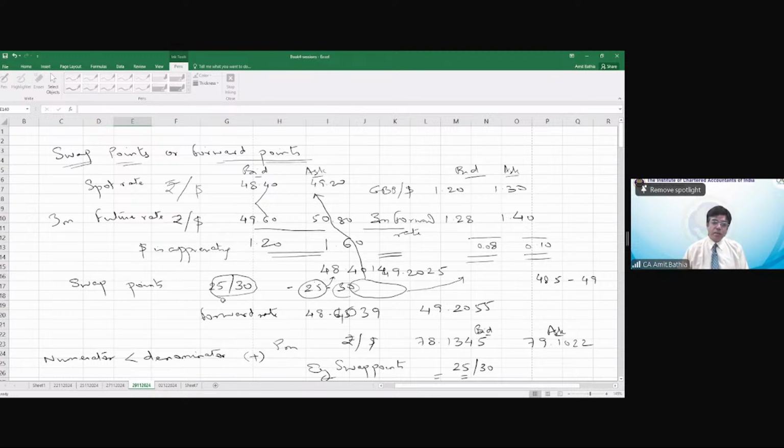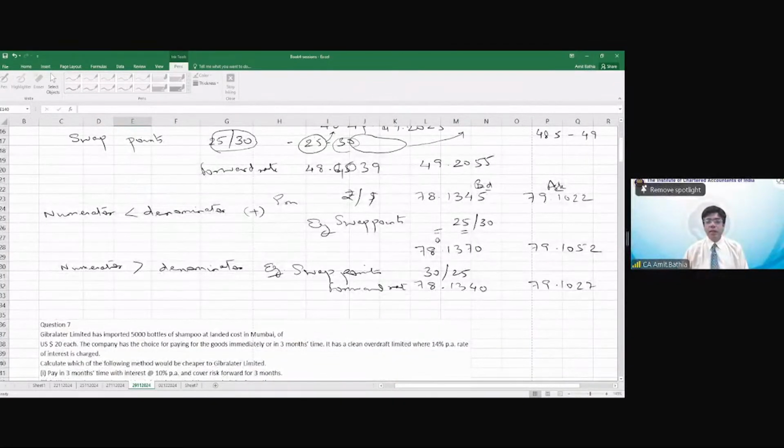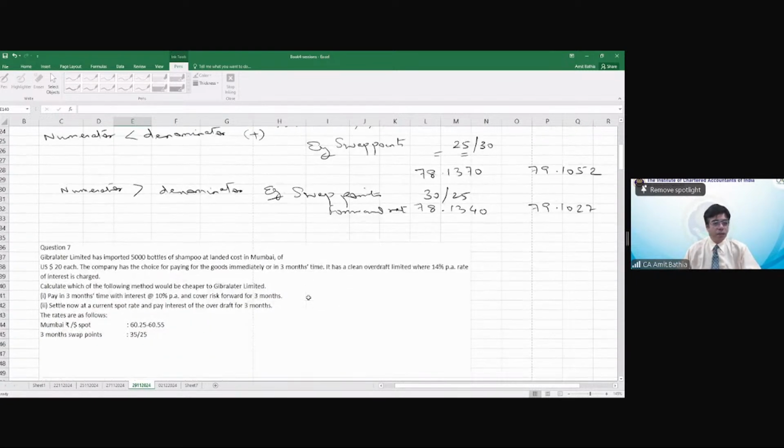So in that case, remember, we had discussed that when the swap points are in an ascending format, that is numerator is lesser than denominator, then that is premium. And if it is the other way around, say for example, if you have the numerator which is greater than the denominator, then that is discount, meaning that the currency is trading at discount on the forward rate, that is 3 months, 4 months forward, as the case may be.